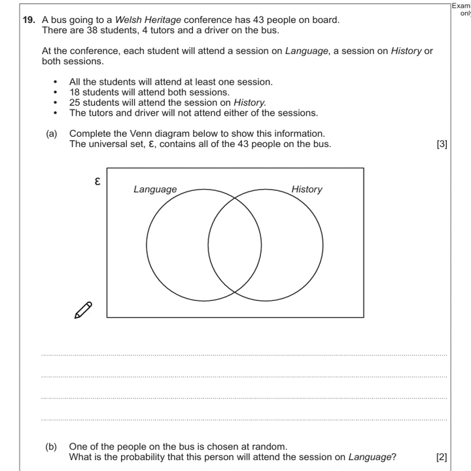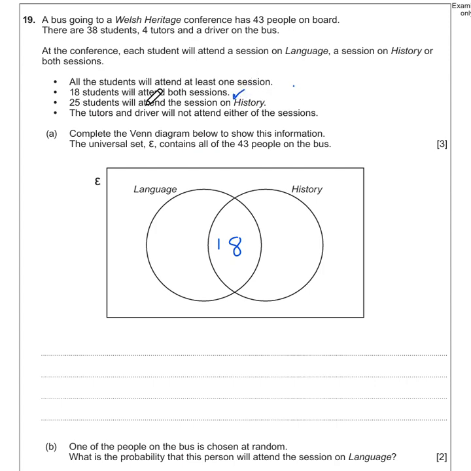Question 19. A bus is going to a Welsh Heritage Conference and it has 43 people on board. There are 38 students, 4 tutors and a driver on the bus. At the conference, each student will attend a lesson on language, a session on history, or both sessions. So all the students will attend at least one session. 18 students will attend both sessions. So it's always useful to start with the centre bit. Both sessions, it's going to be in this overlap, so there's going to be 18 students in there.